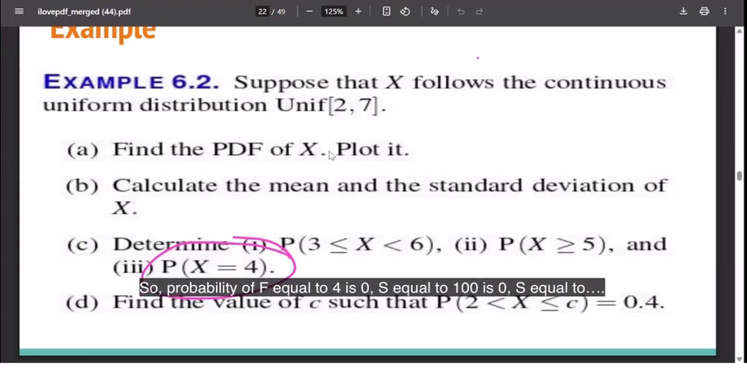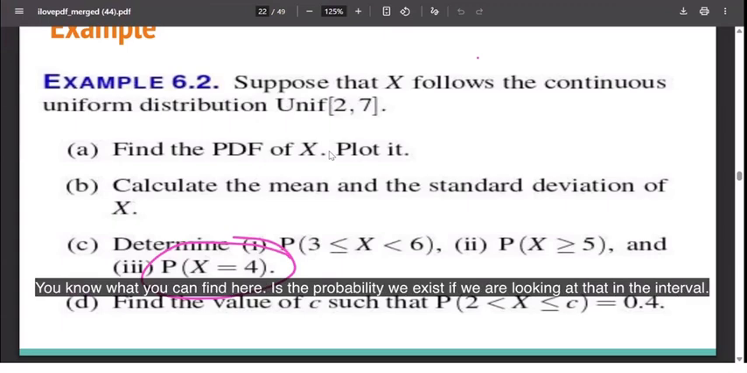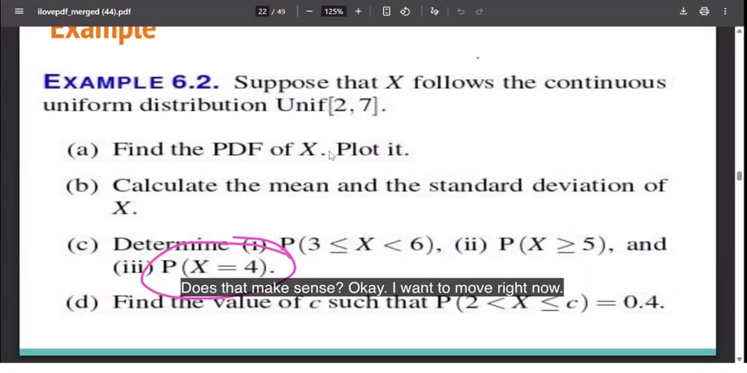S equal to 100 is 0. What you can find is that the probability will exist if you're looking at it in an interval. Does that make sense? Okay, I want to move on right now.